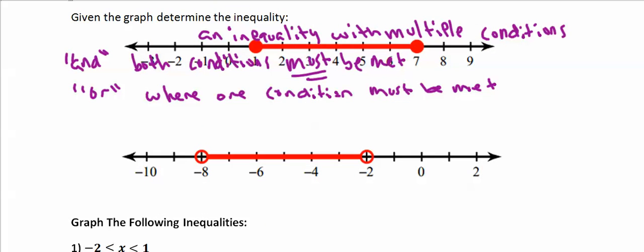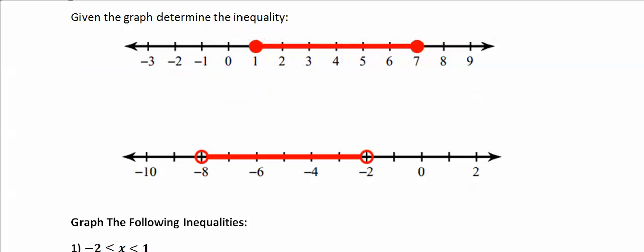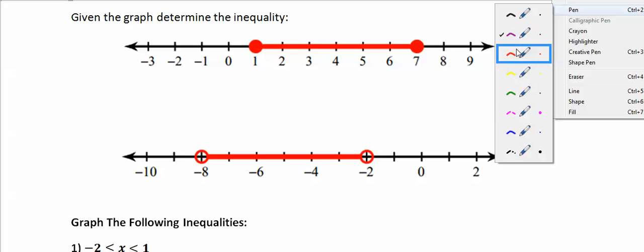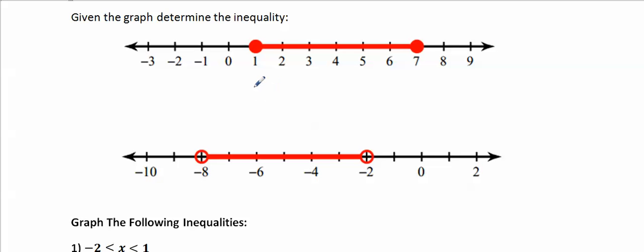Okay, so looking at these, I'm going to try to determine what the compound inequality is that I'm looking at. Starting with this first one, I've got my two critical points, 1 and 7. I've got filled in circles. Filled in circles means that the answers are included, right? This stuff here in the middle are my solutions, x.